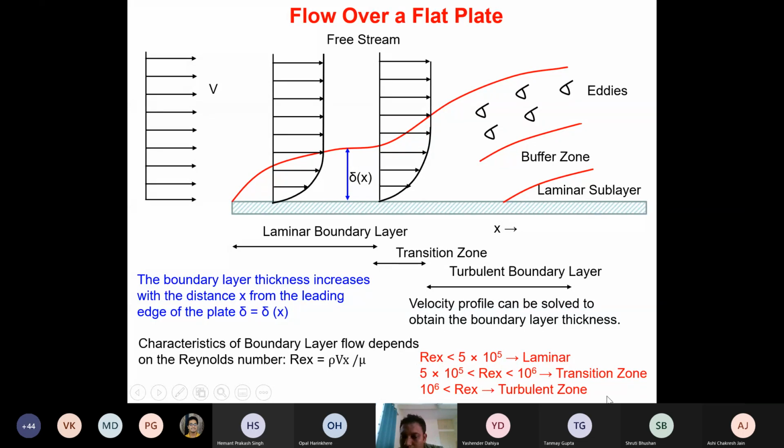These Reynolds number values, whether it is going to be laminar, transition zone or turbulent zone, are given for flow over a flat plate. If you look at flow over a cylinder or a sphere or some other geometry, these Reynolds number values are going to be different. These are only valid for flow across a flat plate. This one has to be remembered here. So one problem we are going to solve based on this maybe today.